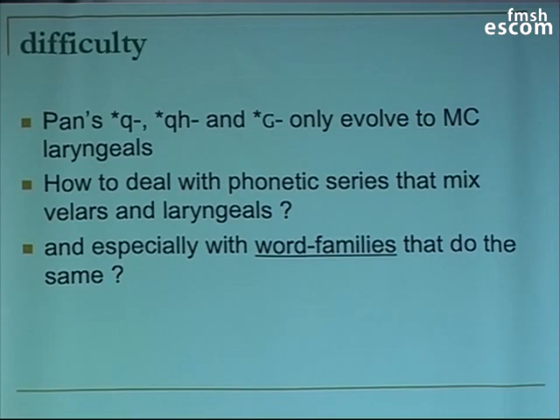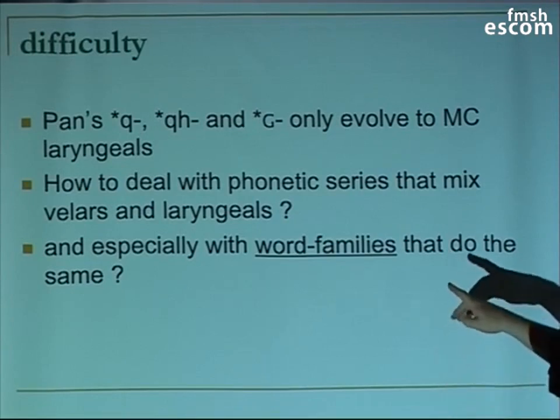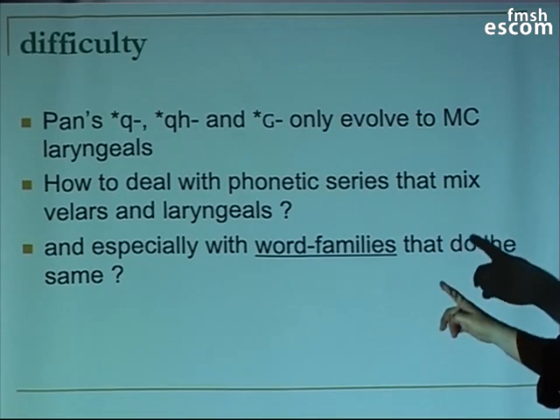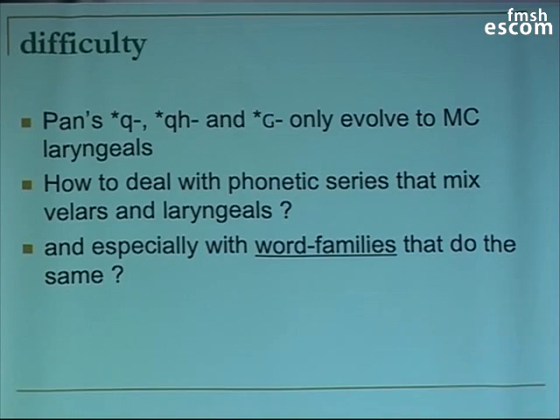But now we encounter a difficulty, because if you assume, like with Pan, that Q, QH, and capital G evolved to Middle Chinese laryngeals, then you encounter some phonetic series in which you have both velars and laryngeals mixed together. So how do you account for that? And you also get word families that do the same, word families where you get Middle Chinese velars and laryngeals. Okay. Examples.